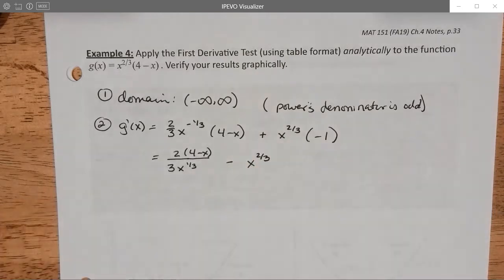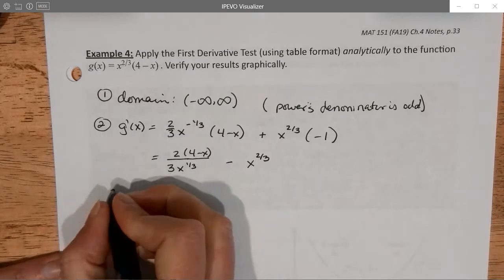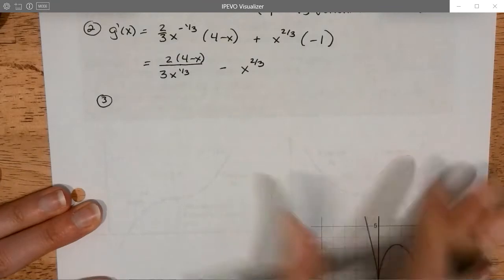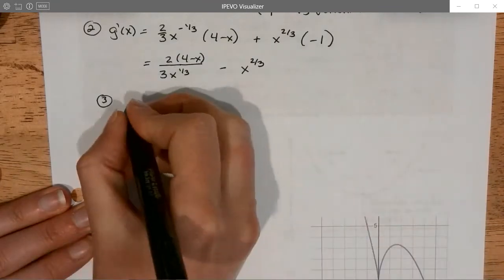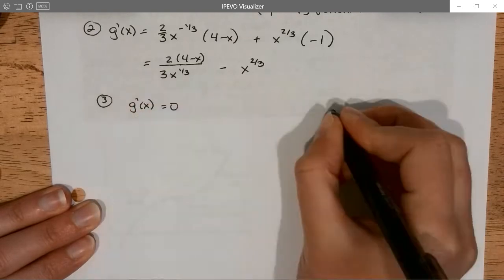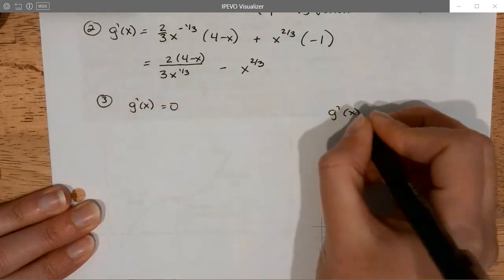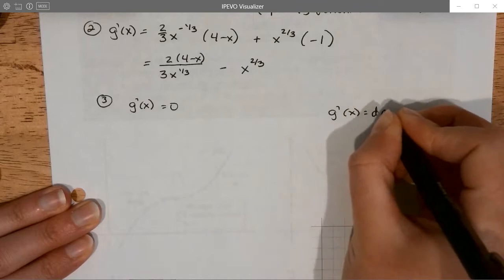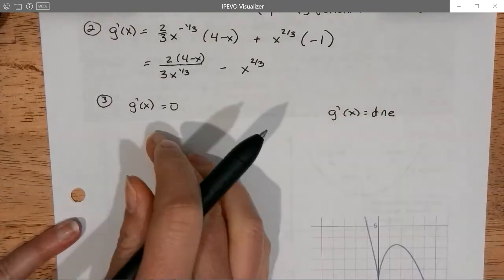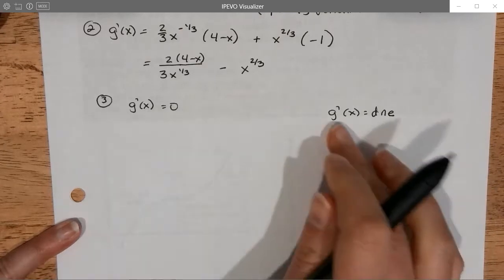Okay, so in step 3, I'm going to look for the critical values. That's going to involve us setting the derivative equal to 0 and locating where it fails to exist. G prime of x equals 0, and g prime of x fails to exist. I like to do where it fails to exist first so I don't forget to do it. Oftentimes we'll set the derivative equal to 0 and think we're done when we're not. So where it fails to exist.